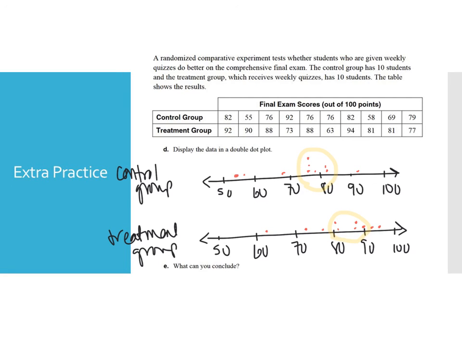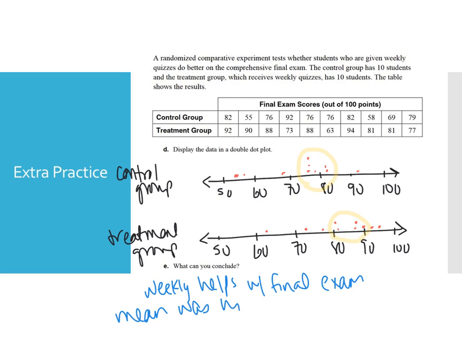So what can we conclude? They're trying to see, does a weekly quiz actually help grades? I would say yes, weekly quizzes do help grades, or help with the final exam. We saw that the mean was higher, and we also saw that the dot plot had a higher median at that point.